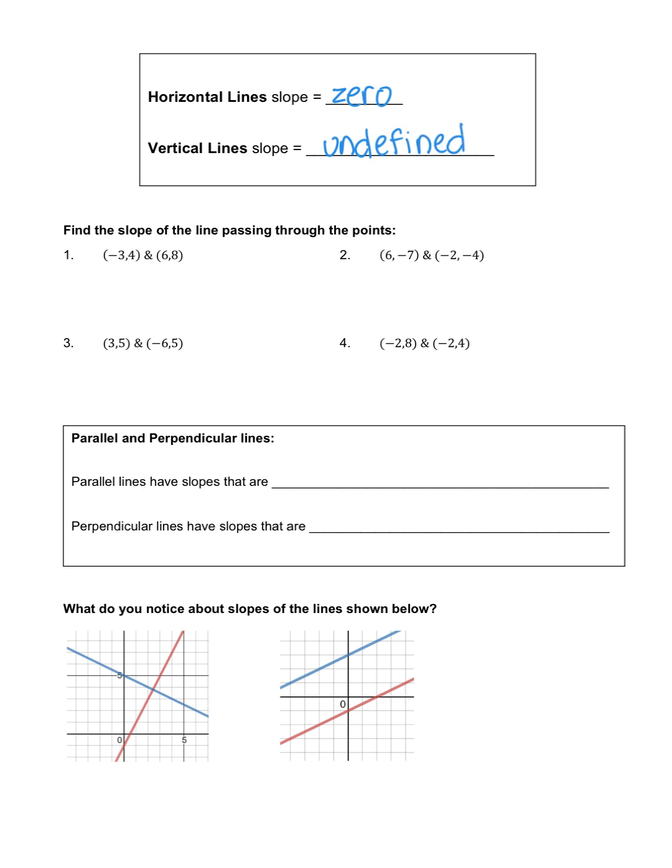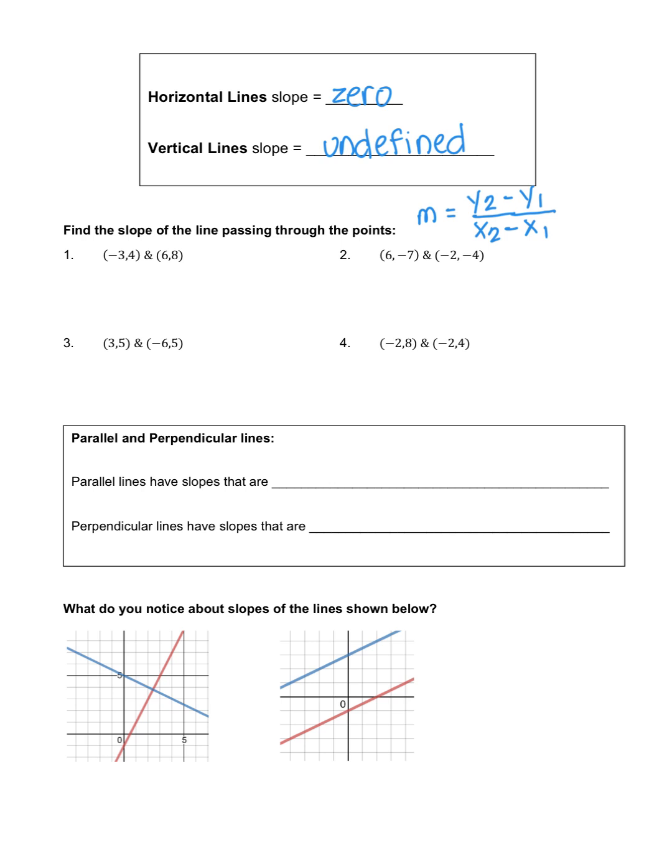Now it says, find the slope of the line passing through the points, and it gives us a set of points. So in order to find the slope of a line given the set of 2 points, you need to know this equation right here. Slope, M represents slope. M equals y2 minus y1 over x2 minus x1.